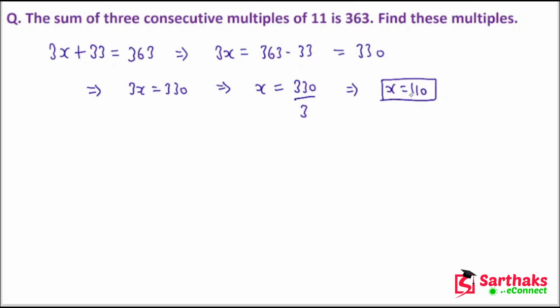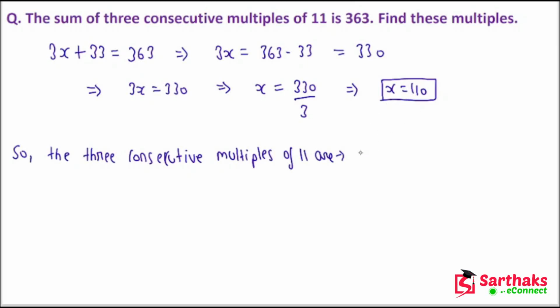So how can we find our second and third multiples? By adding 11 to consecutive terms, right? So the 3 consecutive multiples of 11 are, now what are these multiples? The first multiple is 110. So the second multiple would be 110 plus 11, and the third multiple would be 110 plus 22.